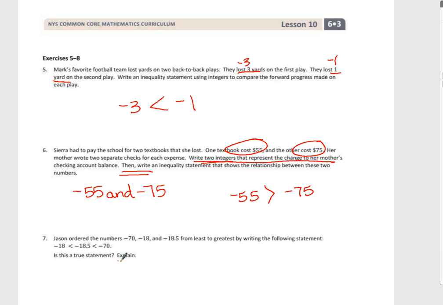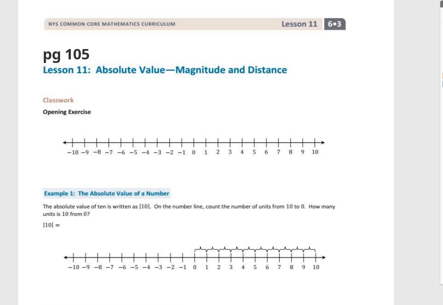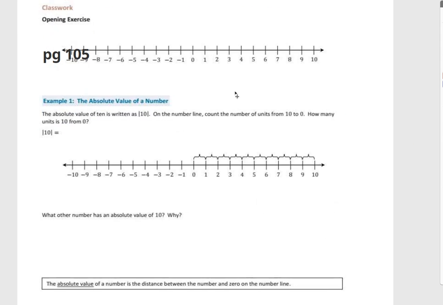All right, so let's go ahead. I'm going to skip ahead. We're going to take a look at page 105, lesson 11. On lesson 11, we are going to take a look at example 1.